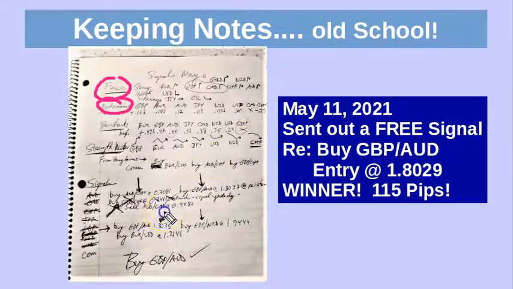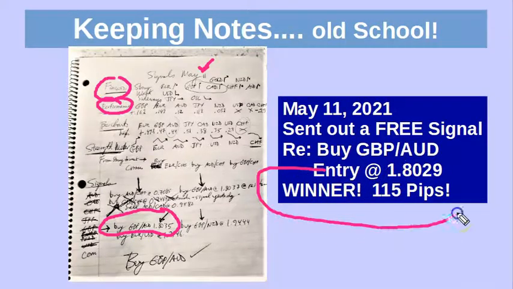And in the end, I ended up choosing on this day, which was May 11th. You can see that right there, May 11th, right? Okay, I picked buy British pound Australian dollar. This was the signal I sent out. Buy the British pound Australian dollar. Here's the entry at 1.8029. Guess what? Huge winner for 115 pips.